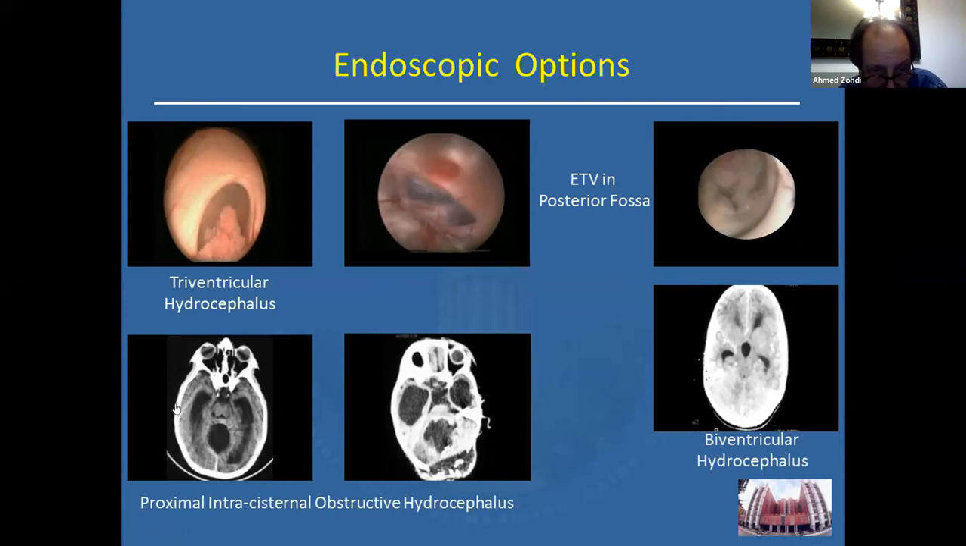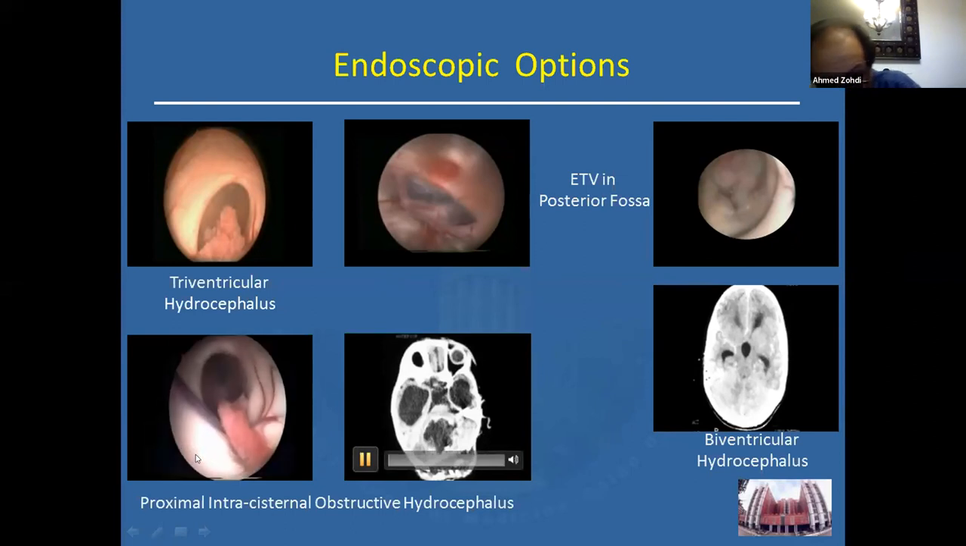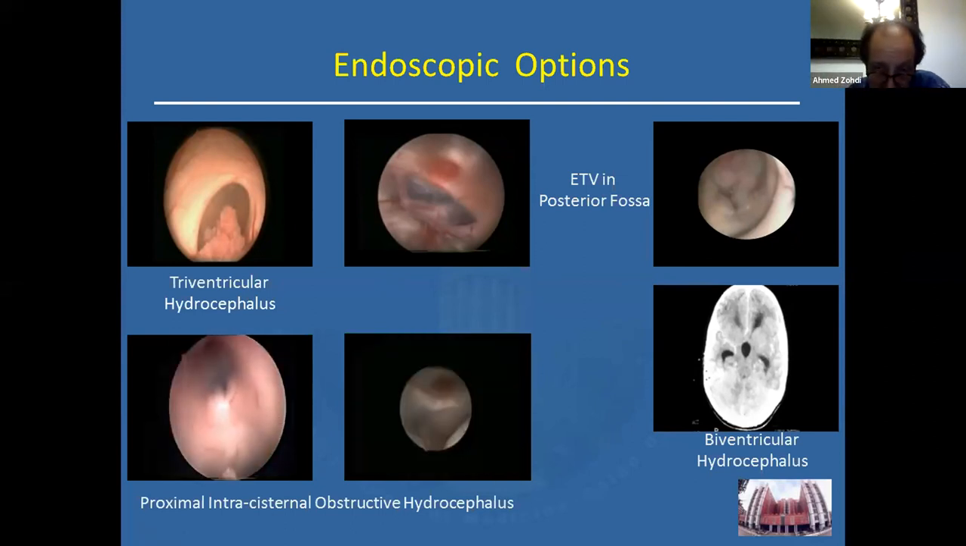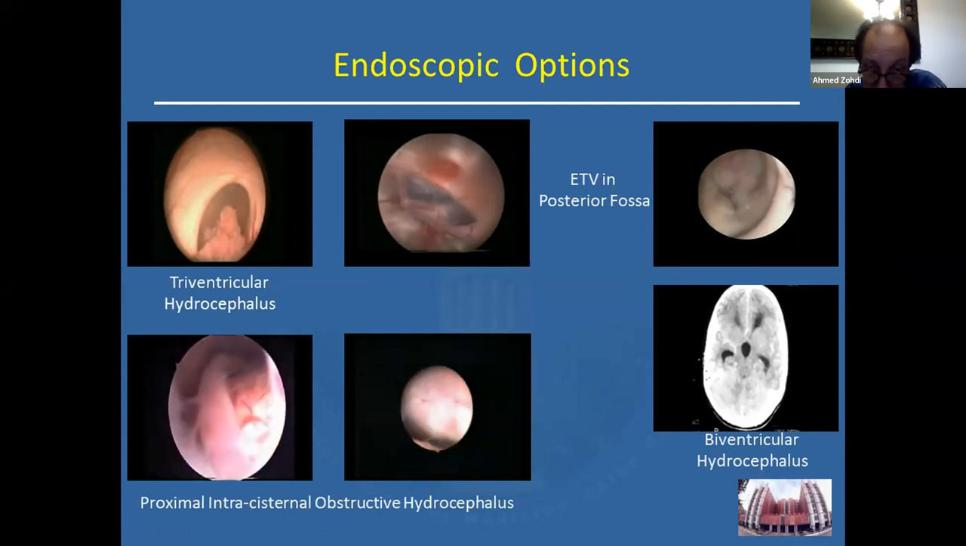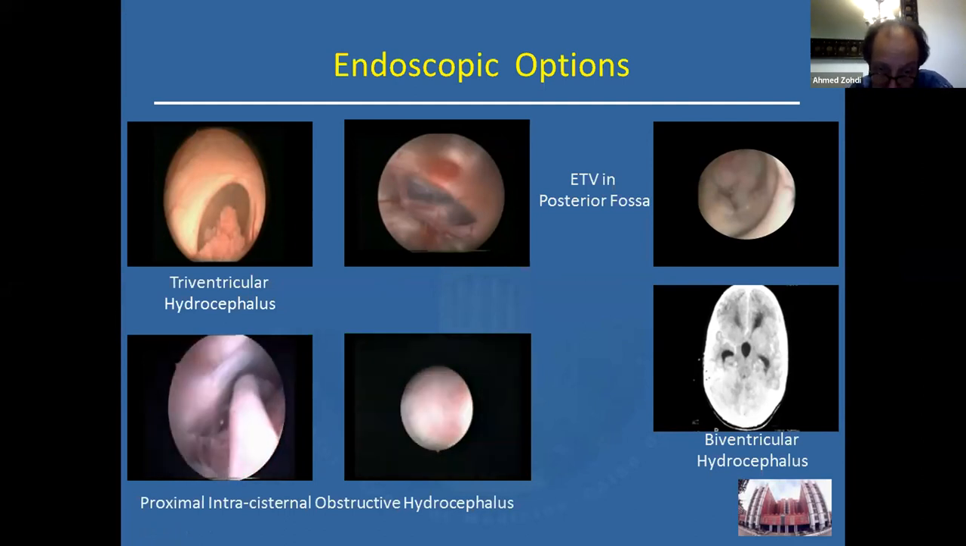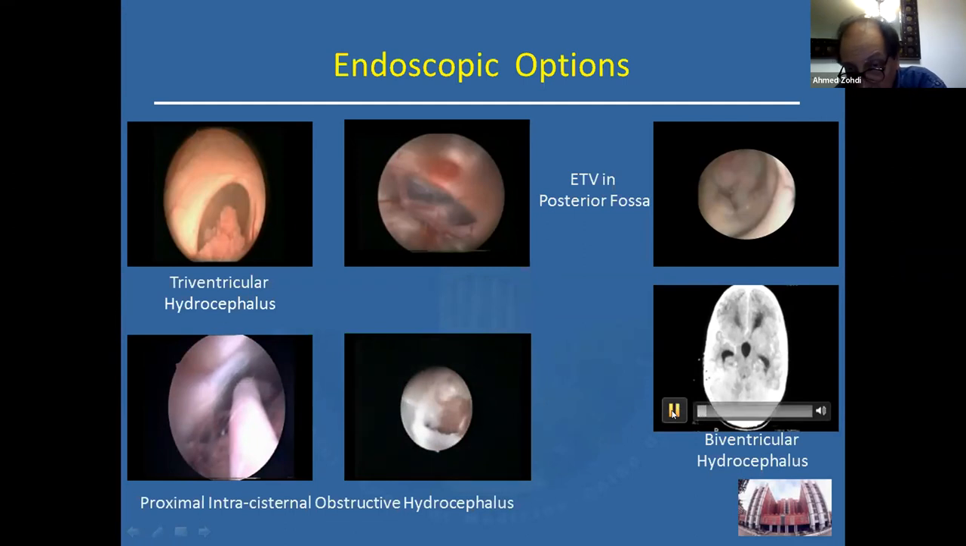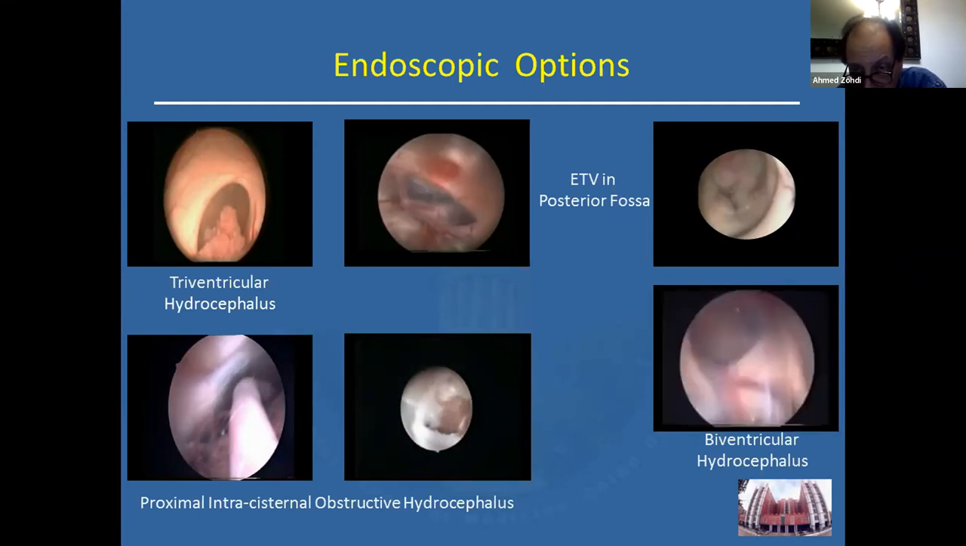These are also very interesting cases with proximal intracisternal hydrocephalus after fourth ventricular tumors, again related to the subject, intraventricular lesions that cause postoperatively such kind of block, proximal intracisternal, and you can do an ETV. Another kind is this choroid cyst that you can cure endoscopically.